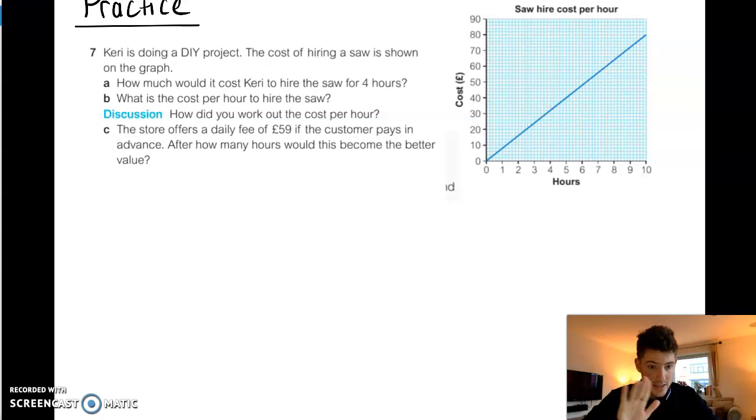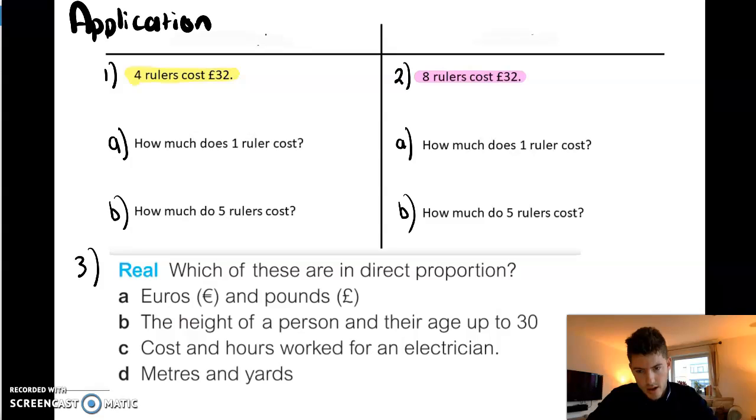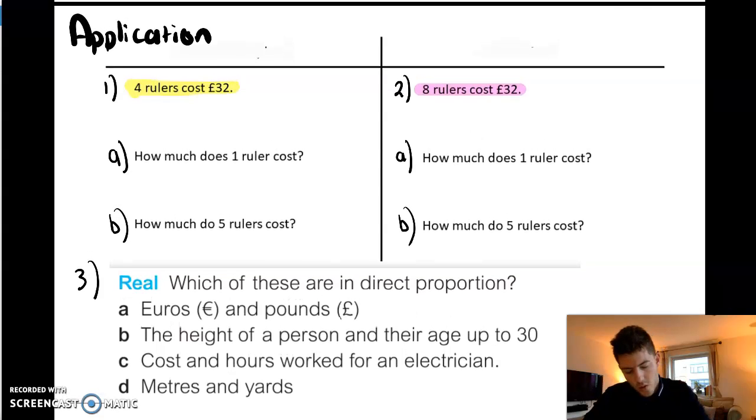Okay, have a go at this question in your book. I just want you to answer this one. Do not draw the graph. And then you've got application here. You've got question 1 here, question 2, and then you've got question 3 here. Have a go at that in your book, and I'll see you all on next lesson.